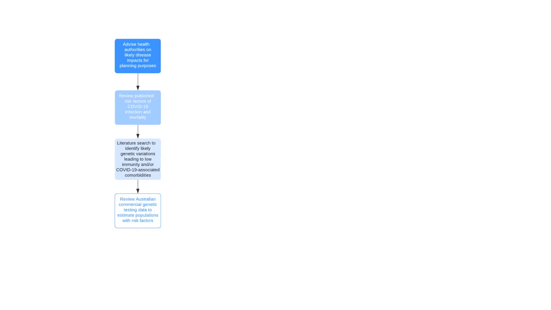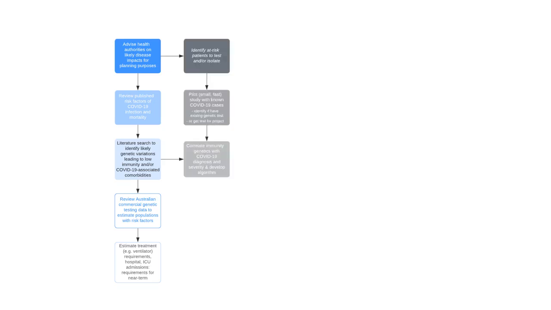Initially, the advising health authorities would review the published risk factors of COVID-19 infection. We've done that already, or started to. Then literature search to identify the genetic variations or errors that lead to that, and then review the Australian commercial genetic testing data. And then estimate the treatment for ventilators and other equipment, ICU admissions and so on.